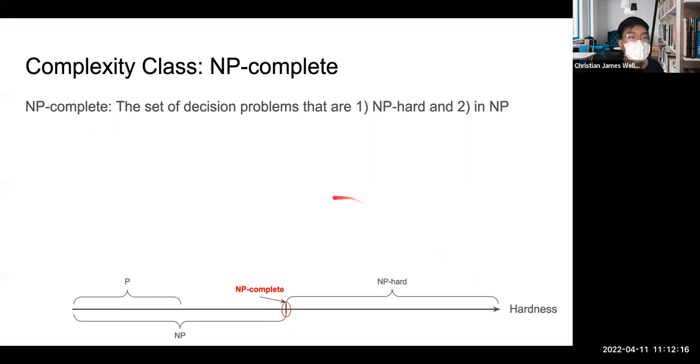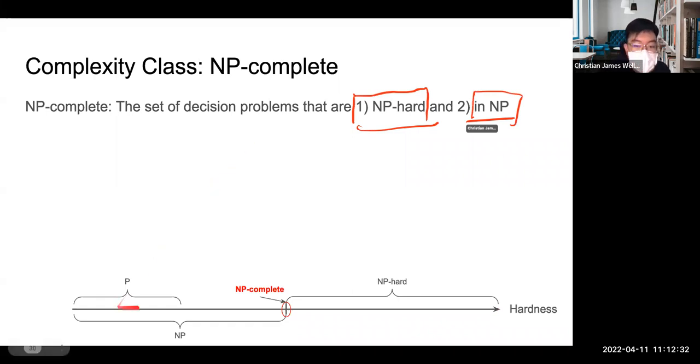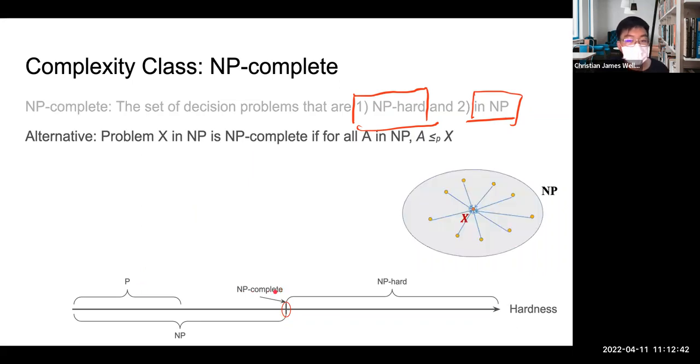Now NP complete is the set of decision problems that satisfy two conditions. First, it is in NP hard, and at the same time, it is in NP. So you can think of it as the intersection of NP and NP hard. It's right smack in the middle here where it overlaps.